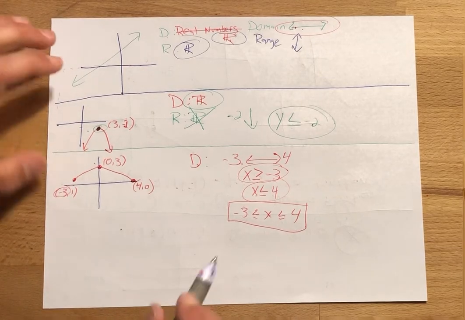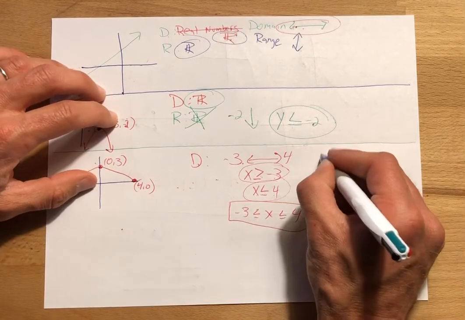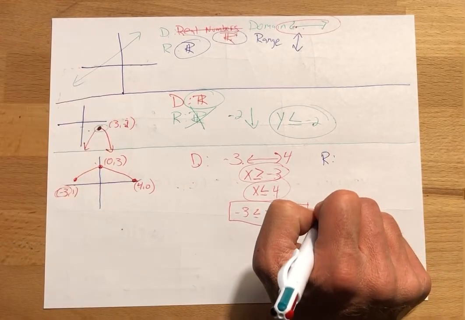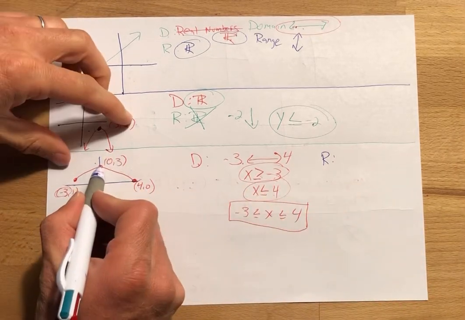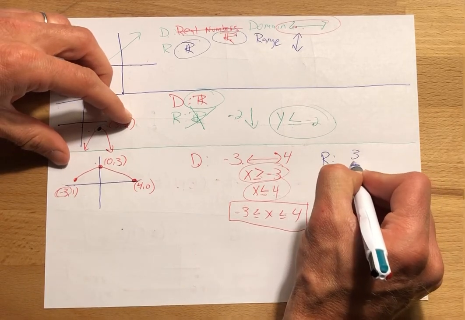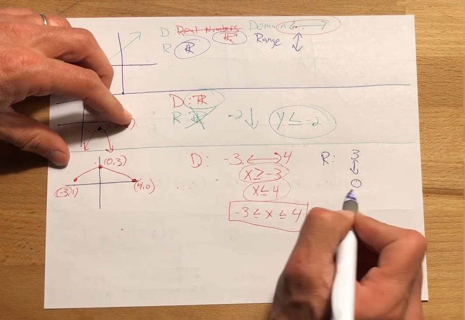Now let's try the range. How far up and down does it go? What's your highest point on the y? What's the lowest point? It looks like the highest point is 3, and it goes from 3 and it stops at the lowest point, which is 0.